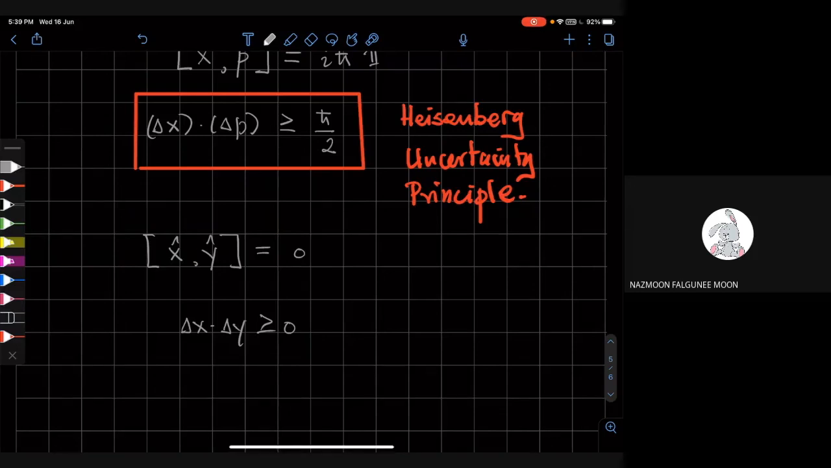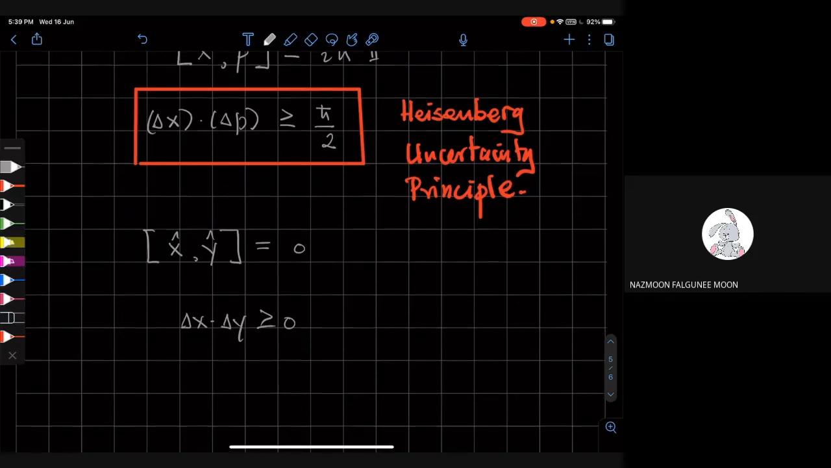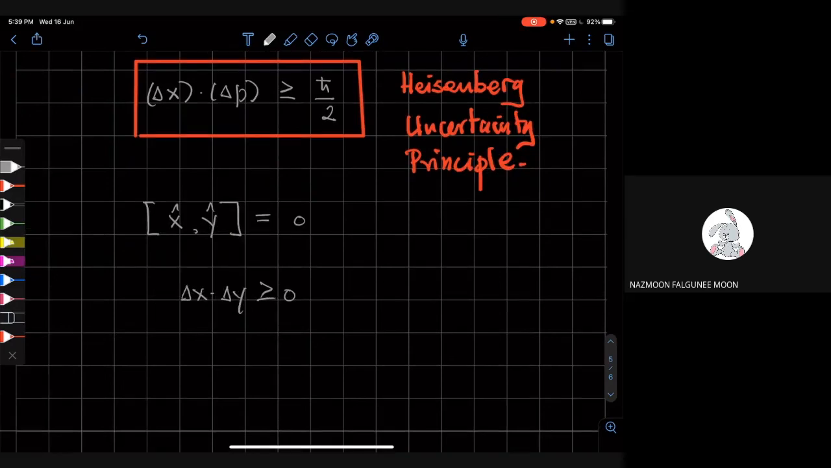So in principle, what the Heisenberg uncertainty principle is telling us is that if I make a measurement very precise, so delta x goes to 0, then delta p will go to infinity, right? So the more precisely we measure the position of a particle, the less precise the information we have about the momentum of that particle, okay? And vice versa.